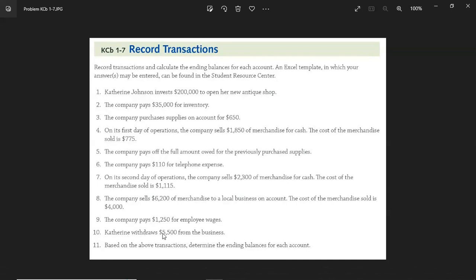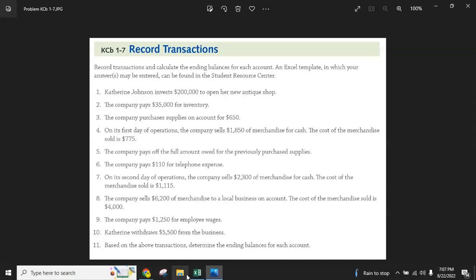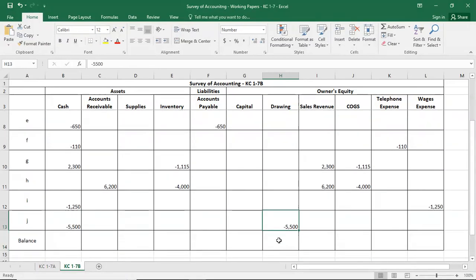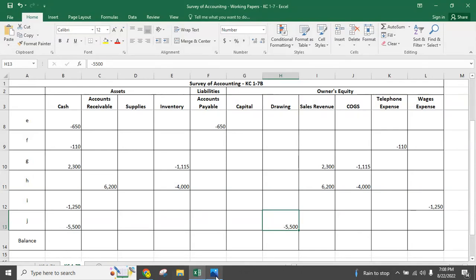Catherine withdraws $5,500 from the business. Okay, she withdrew $5,500, so we're going to have negative 5,500. She withdrew that money from the business, so we subtract it from cash and also over here in drawing. Your drawing account is the account that shows us how much money the owner has taken out of the business for personal use.